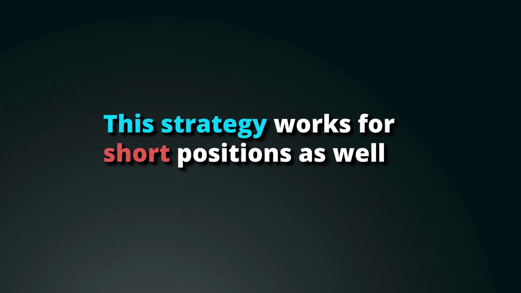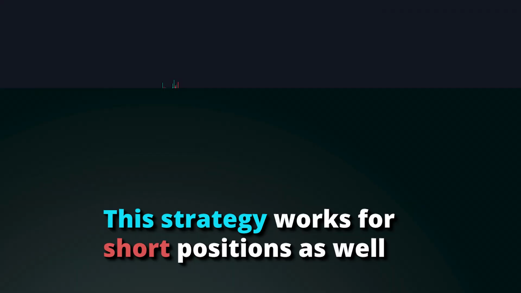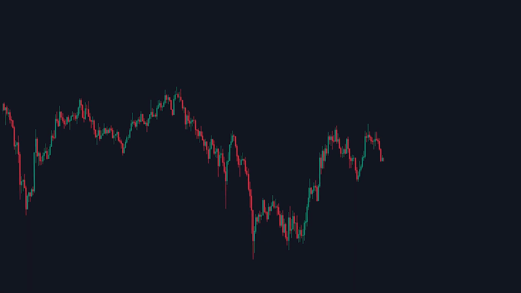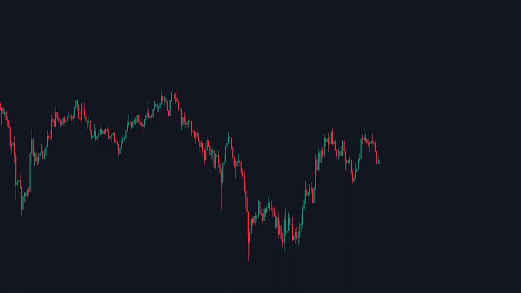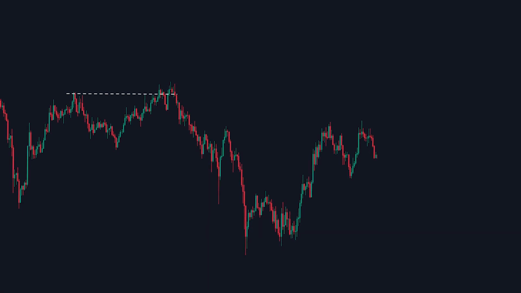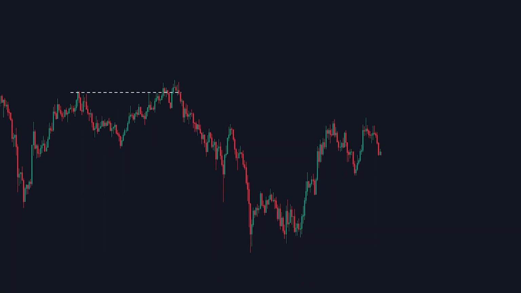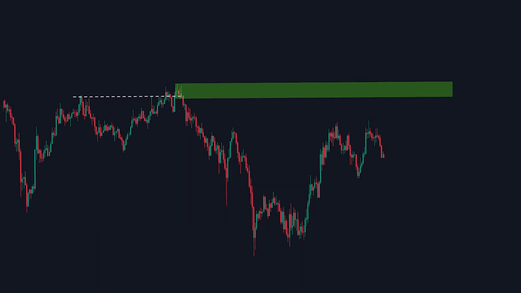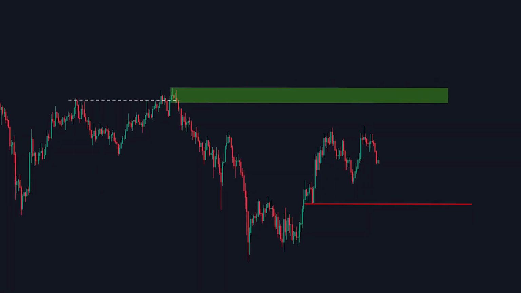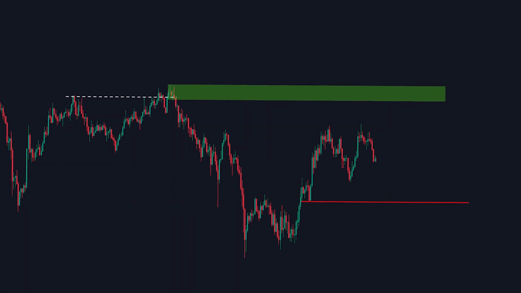This strategy works for short positions as well. Another example. We can see that each low was broken by a new lower low, which means we're in a downtrend, so we're looking for a short position. We find a liquidity sweep at the top. We mark the candle that made the liquidity sweep as a resistance zone. We mark our targets, where the price is most likely to go after it drops from the zone.